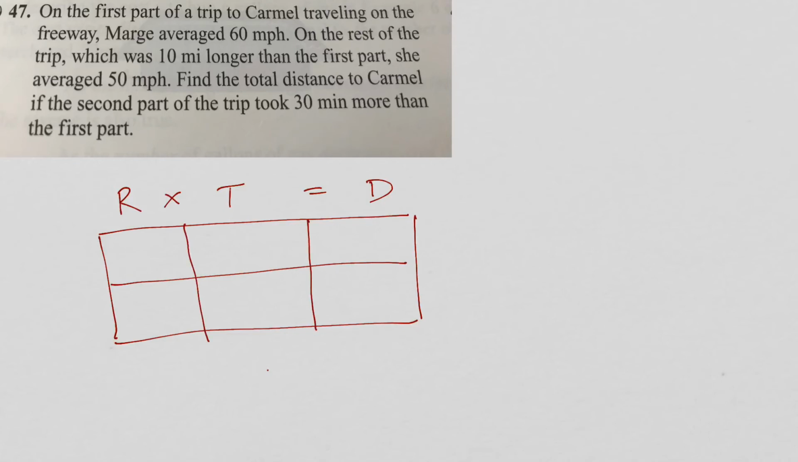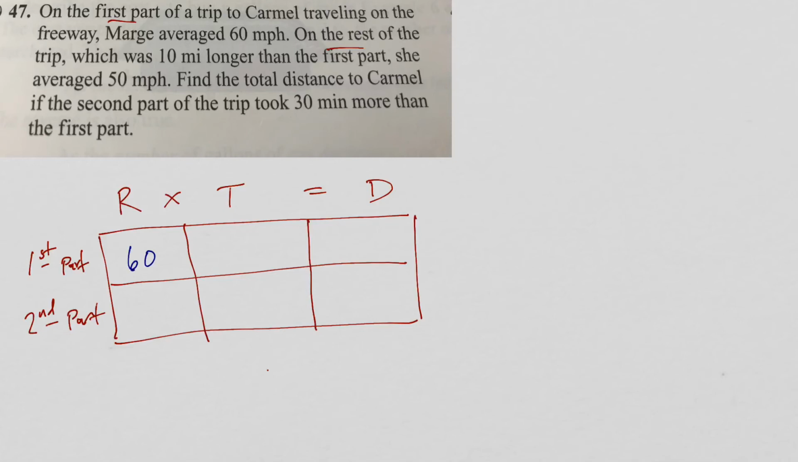Okay, now it says there's a first part of a trip and later there's a second part of the trip, or the rest of the trip. So I'll do the first part and the second part. Okay, on the first part of the trip, Marge averaged 60 miles per hour. So let's put in a 60 here. I'm going to put it in a different color.